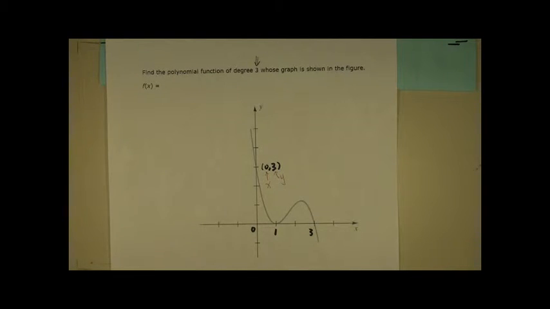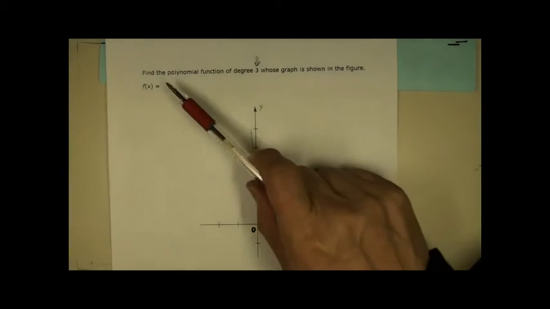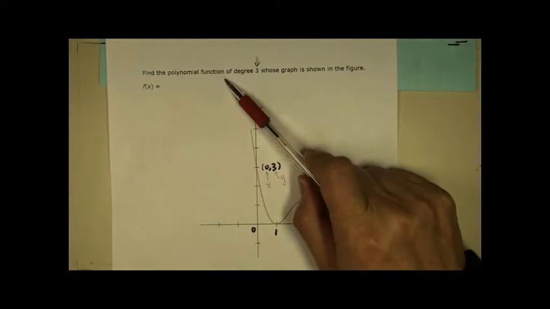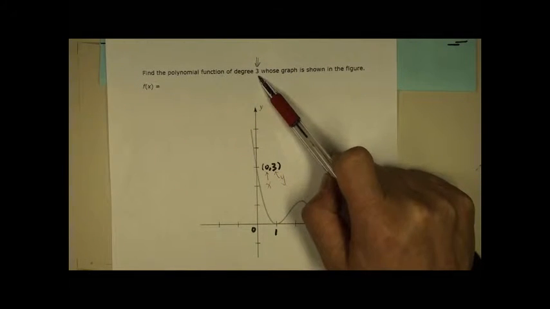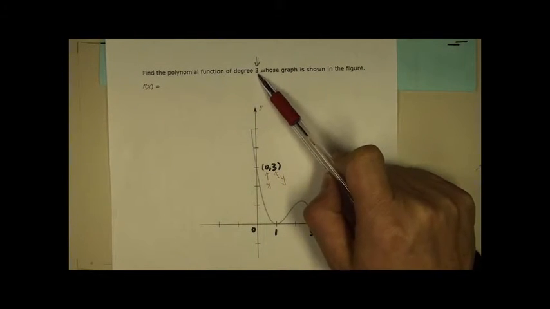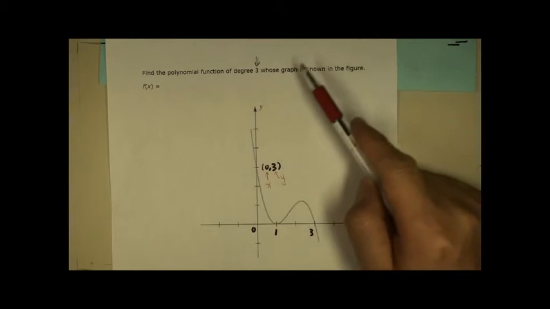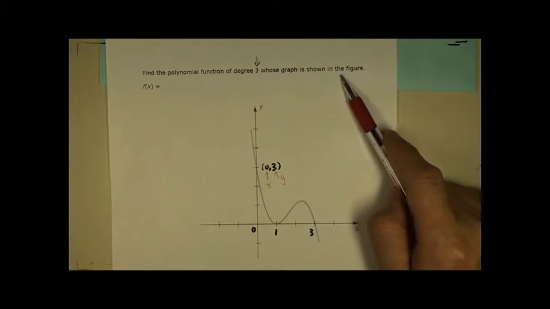Now, let's look at this example. Find the polynomial function of degree 3. Okay, so we know the degree is given. Whose graph is shown in the figure?